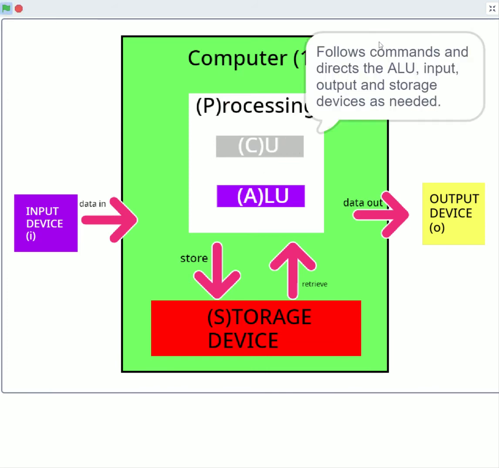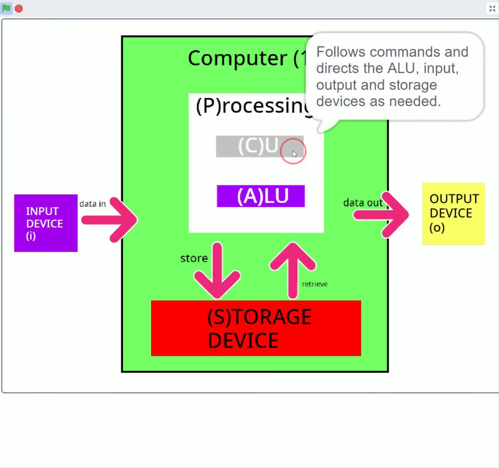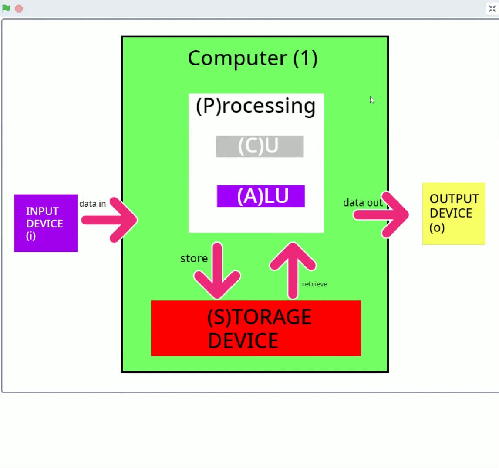The CU follows commands and directs the ALU, the input and output devices, and the storage device as required. So it's following commands and telling all the others how they should do their job if they're needed. The ALU does math and true and false calculations. So those are all the components that are needed, and that's how they should function when they are clicked on.